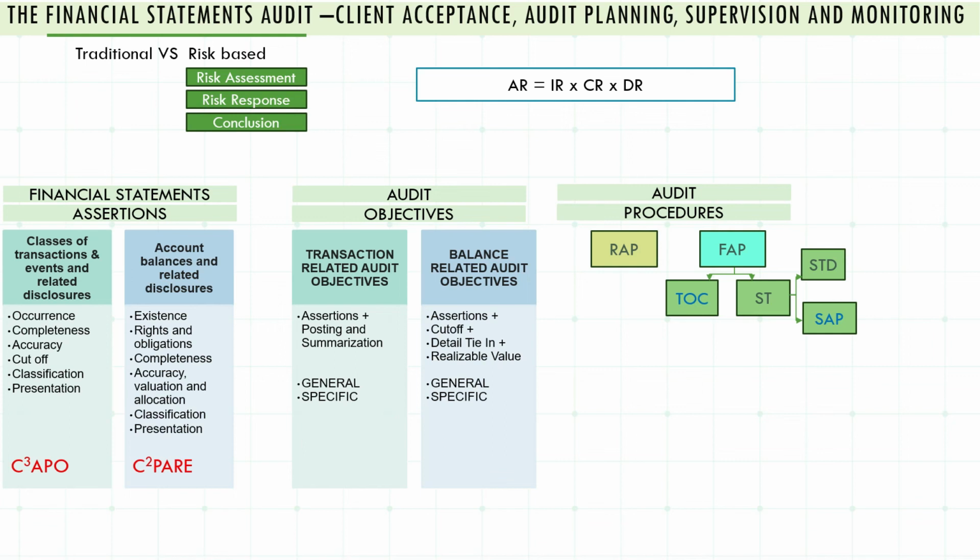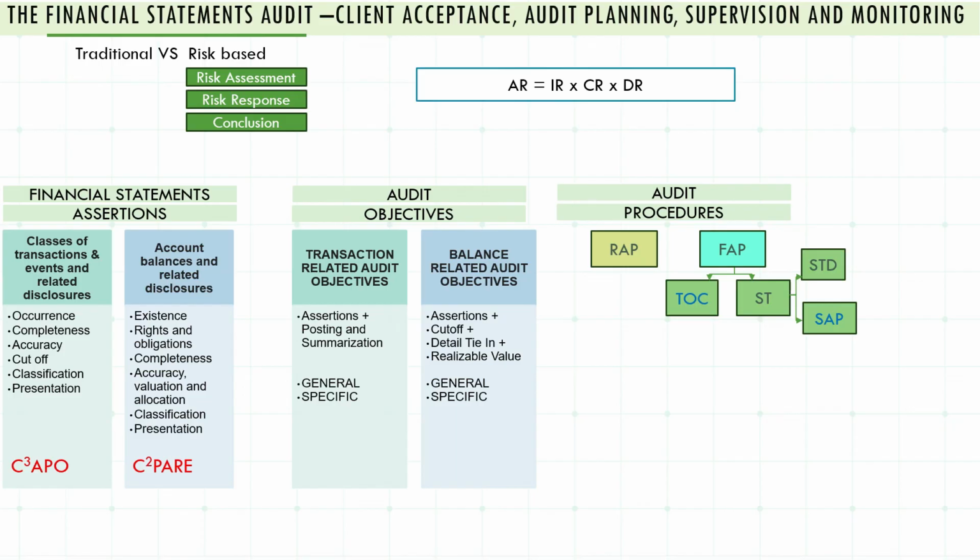And to this, we say risk assessment procedures are required, tests of controls are not required, and we will talk more about it in the next snapshot. Substantive tests are required, but in this case, only substantive tests of details are required. Substantive analytical procedures are not required.